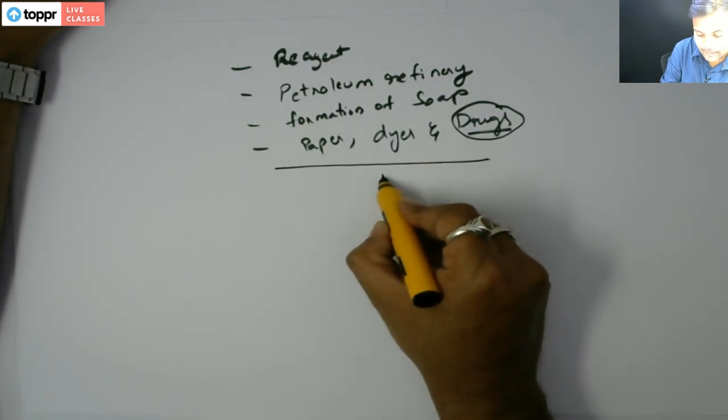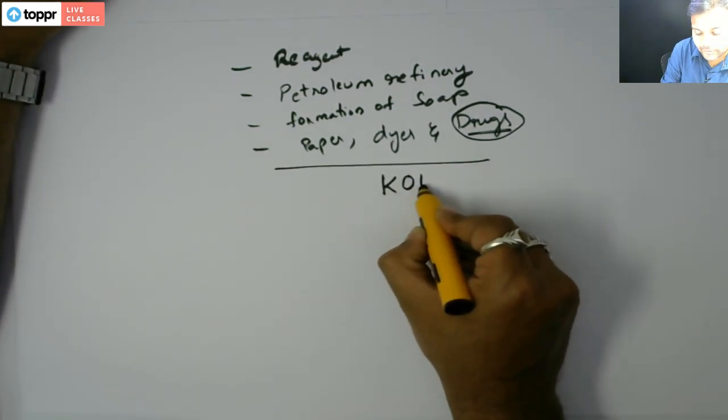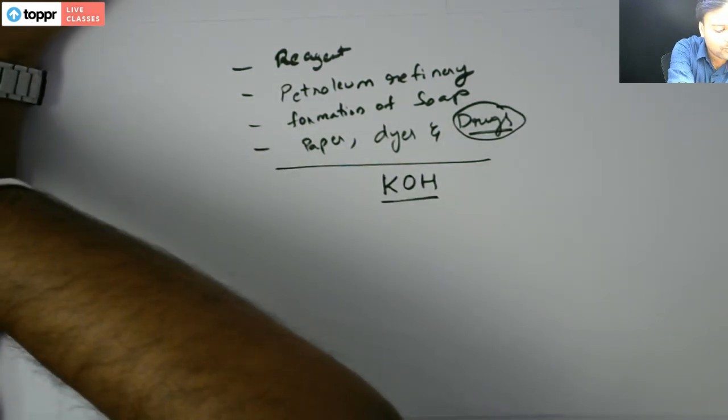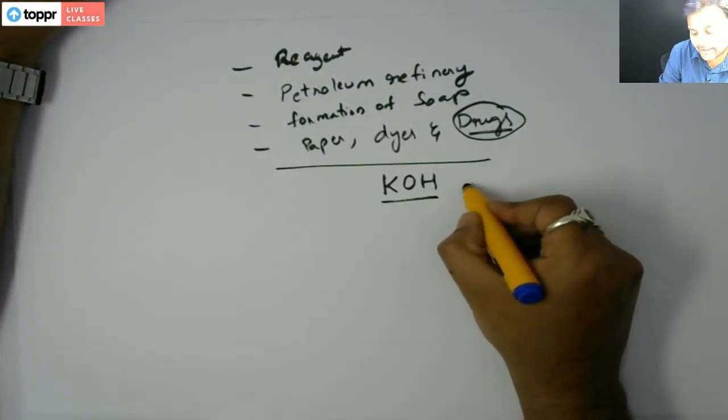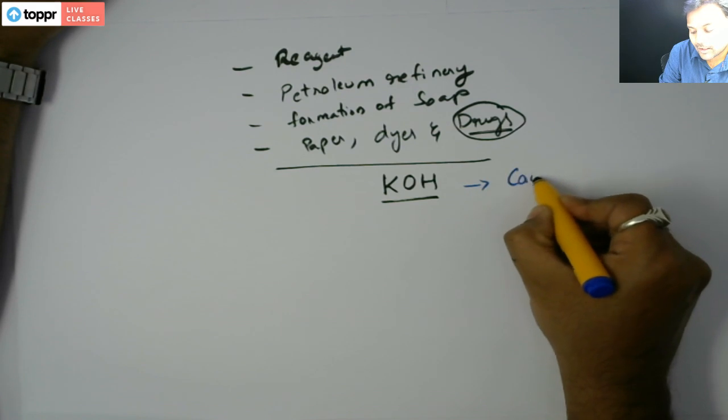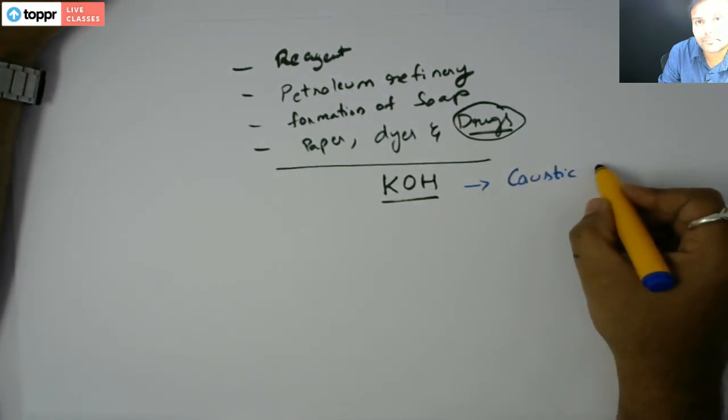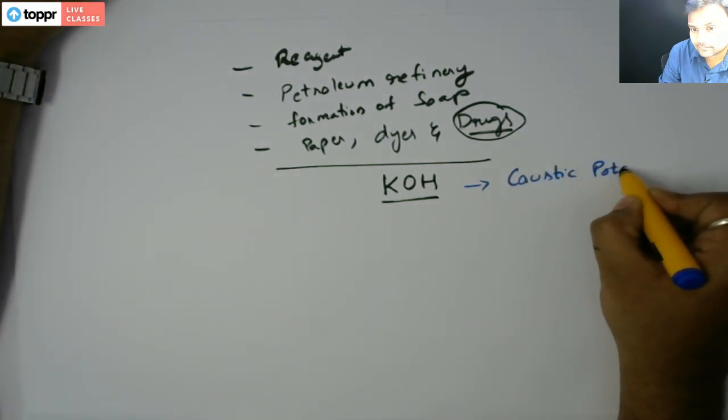Okay, let's discuss potassium hydroxide. What is another name of potassium hydroxide? Caustic potash.